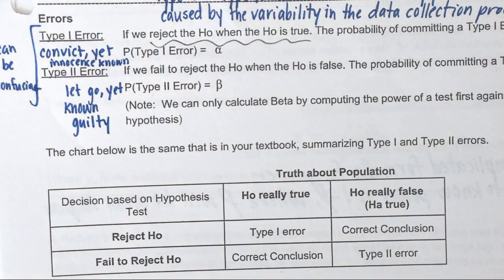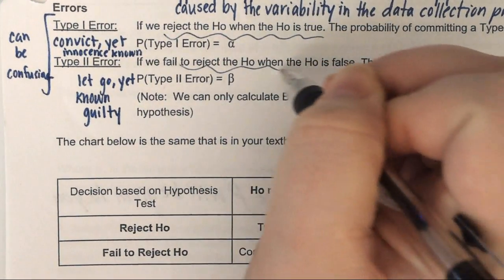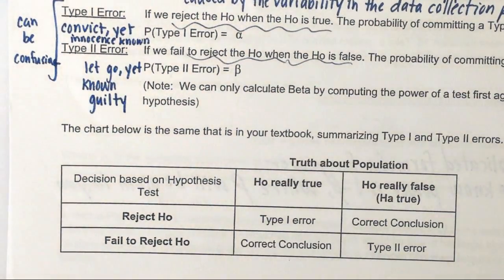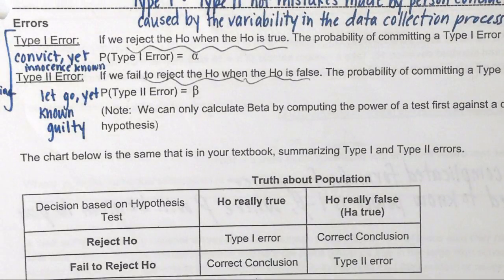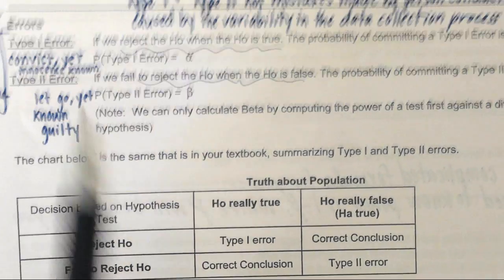So O.J. Simpson would be type 2, where you let him go, but you knew he was guilty. So if we fail to reject the H0, but we knew the H0 was false. So again, you do have to know the difference. Type 1 is when really they were innocent, but you convicted them anyway. And type 2 is you let them go, but really they were guilty. And I say all that to be funny, and I probably would add that to my notes.